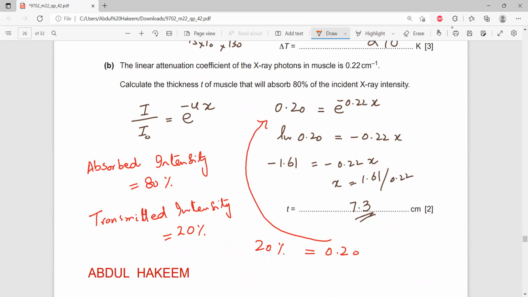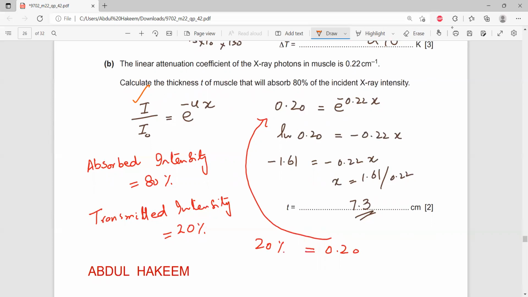So if 80% is absorbed, then 20% is the transmitted intensity. So I over I naught equals e to the power minus μx. Here, this is not the absorbed intensity, this is the transmitted. So instead of 80%, we have to write 20% because 80% is absorbed. So I over I naught is 20%, and 20% means 20 divided by 100, which becomes 0.2. So this fraction becomes 0.2.